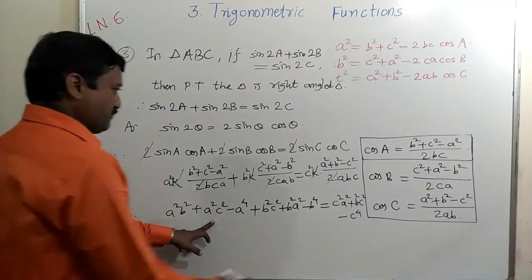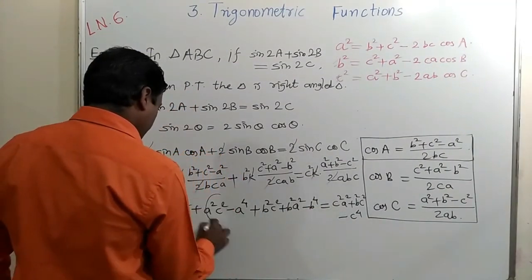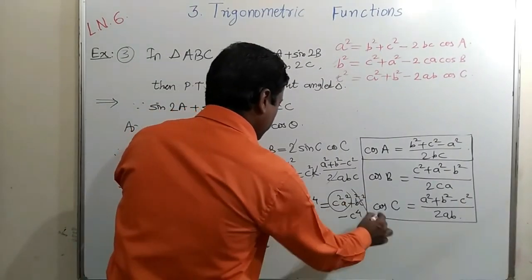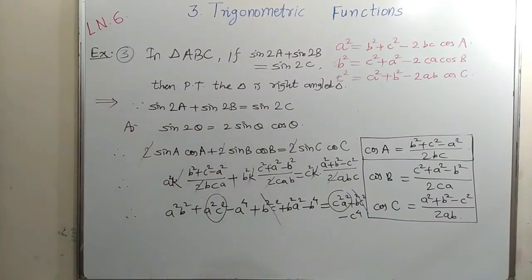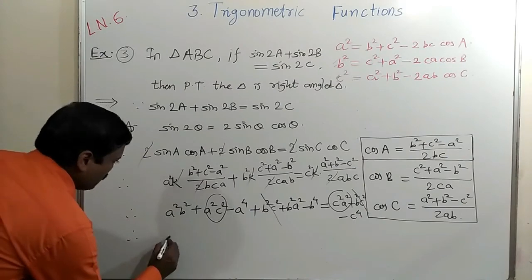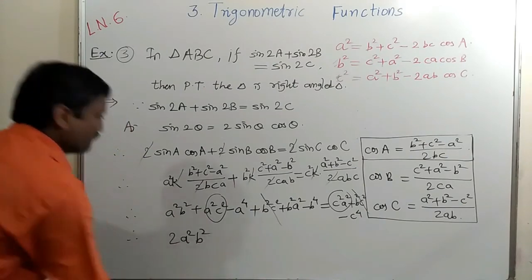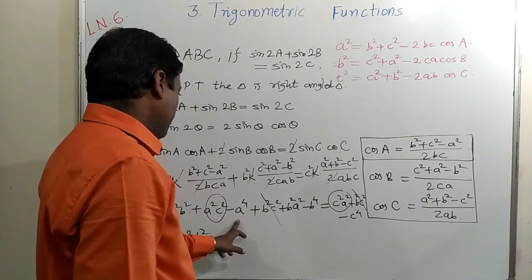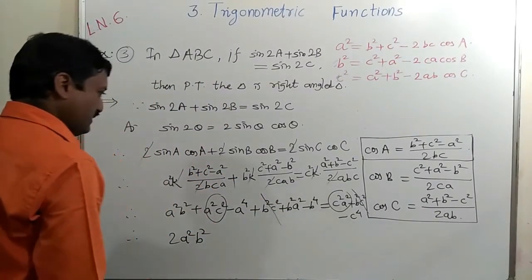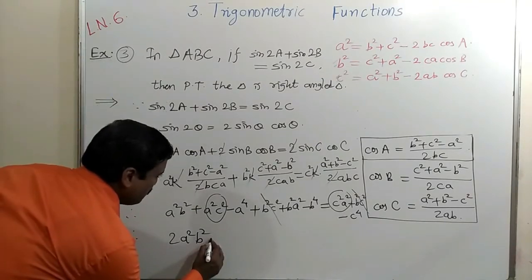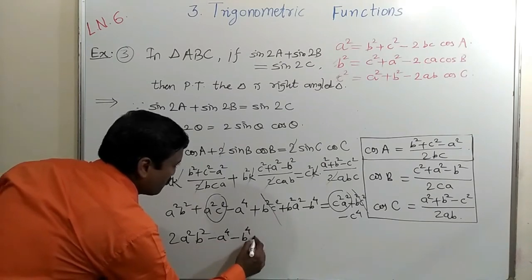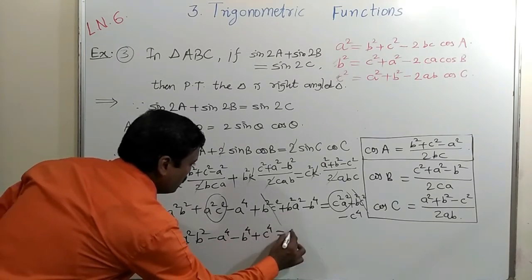Here plus c square a square and this c square a square, this term gets cancelled. Then this b square c square and this b square c square get cancelled with each other. Here a square b square and b square a square both are the same, therefore we get twice a square b square. Here is minus a raised to 4 minus b raised to 4, and this one will be plus c raised to 4. So it is minus a raised to 4 minus b raised to 4 plus c raised to 4 equal to 0.